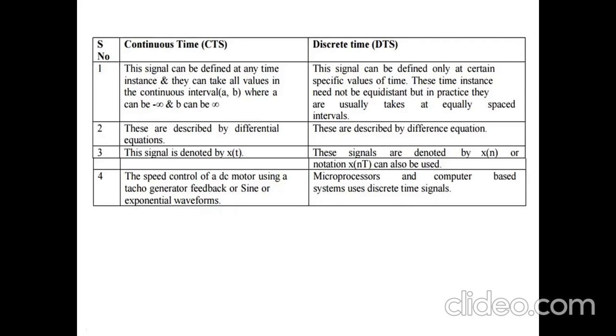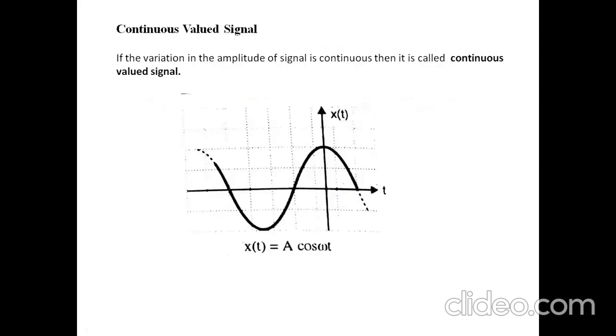Hope you got this. Now, continuous valued signals. Continuous valued signals are very similar to continuous time signals. The only difference is that if the variation in the amplitude of the signal is continuous, then it is called a continuous valued signal. It is represented as x of t is equal to A cos omega t. By nature, it is a cosine waveform.